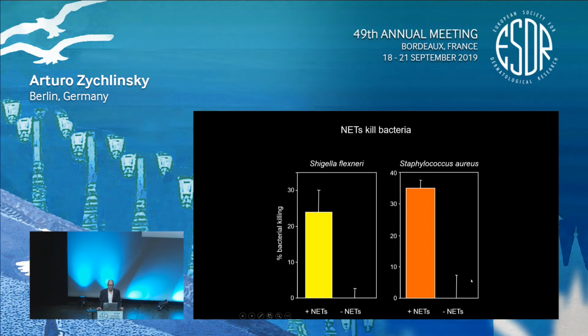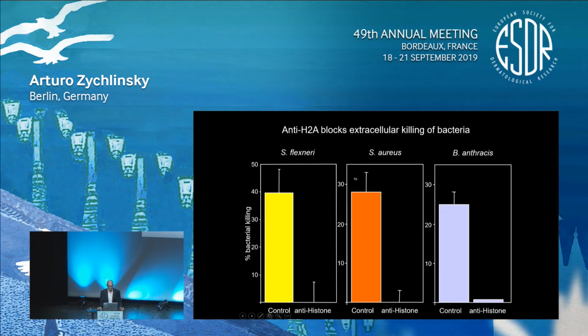And we've done this experiment in an alternative way, and that is to take neutrophils and incubate them with an inducer of net formation, and then with an antibody, an antihistone antibody, or with an irrelevant antibody. And when we then infect the nets that were already incubated with a control antibody, we see again very robust killing of 3 different bacteria.